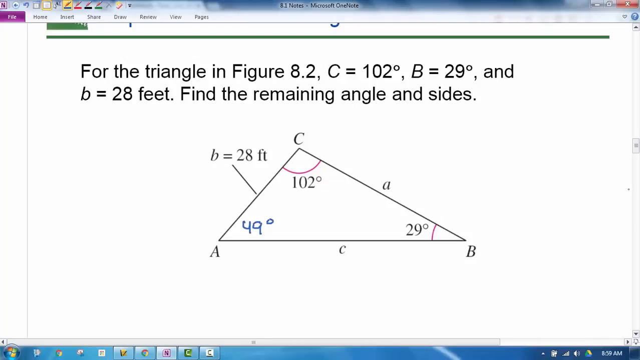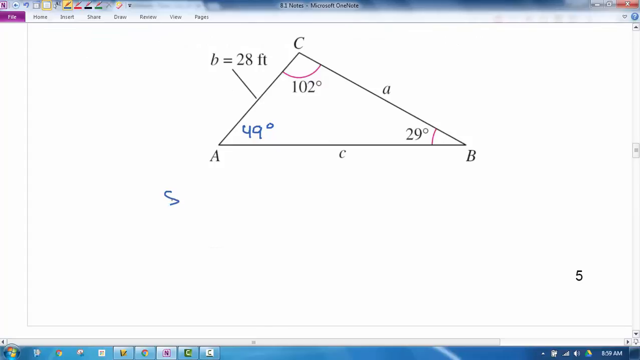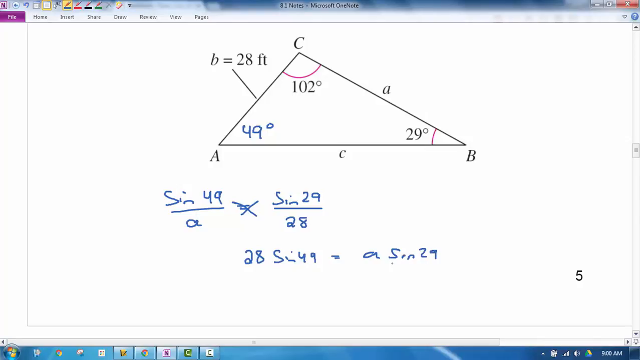Now we can use the law of sines to find the remaining sides that are missing. So I'm going to do the sine of angle 49 over its opposite side A equals the sine of 29 over its opposite side B, which is 28. To solve this, I just cross multiply, and I get 28 sine of 49 equals A sine of 29, and I can divide both sides by the sine of 29. That solves for A, which ends up being 43.6 feet. So I can write that right here.